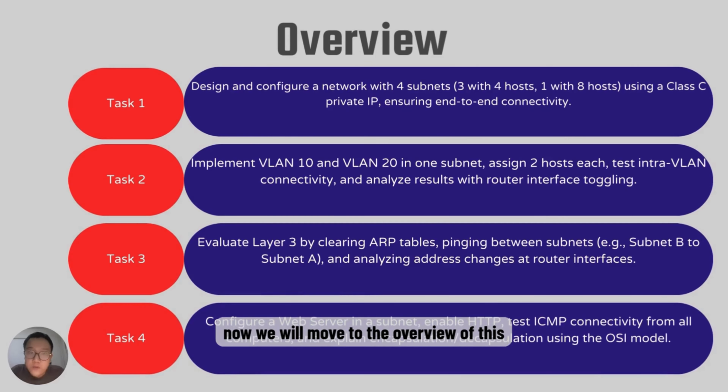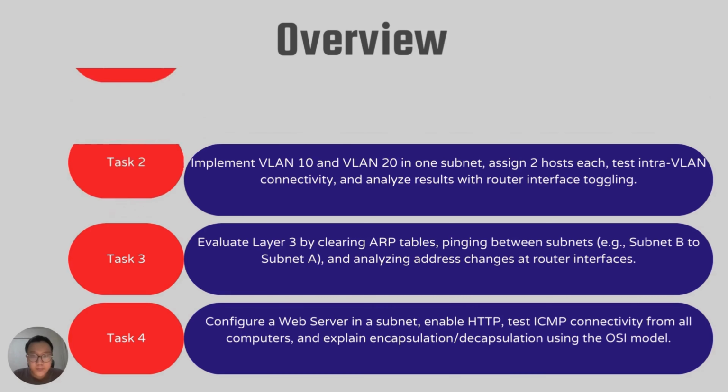Now we will move to the overview of this assignment. In this assignment, we implemented a fully functional network design with four subnets, VLAN segmentation, inter-subnet communication, and server access. All of these are simulated in the Cisco Packet Tracer. Now, let's walk you through the main tasks as you can see in the slide here.